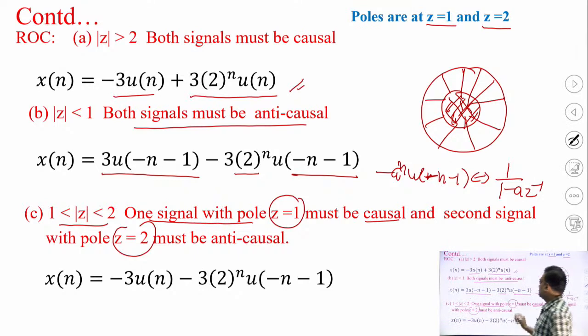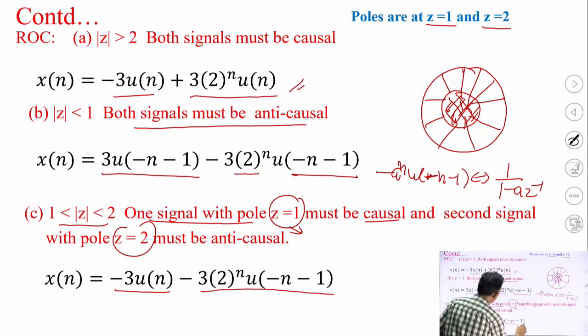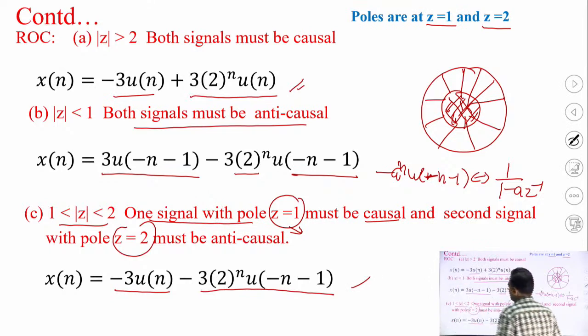Okay. So the pole corresponding to z equals 1 is the first signal. So for this, the expression is the causal one, so you will write minus 3 u[n], and for the second one, this is anti-causal. So this is minus 3 times 2 to the power n u[-n-1]. You can say this term will be there and this term will be there here. Okay. So this is basically the solution for inverse Z transform using the partial fraction expansion method.